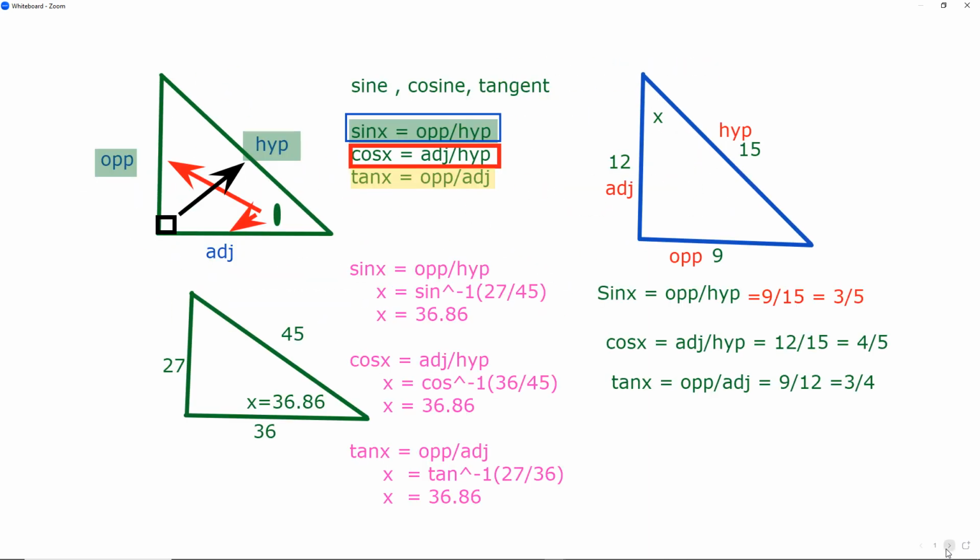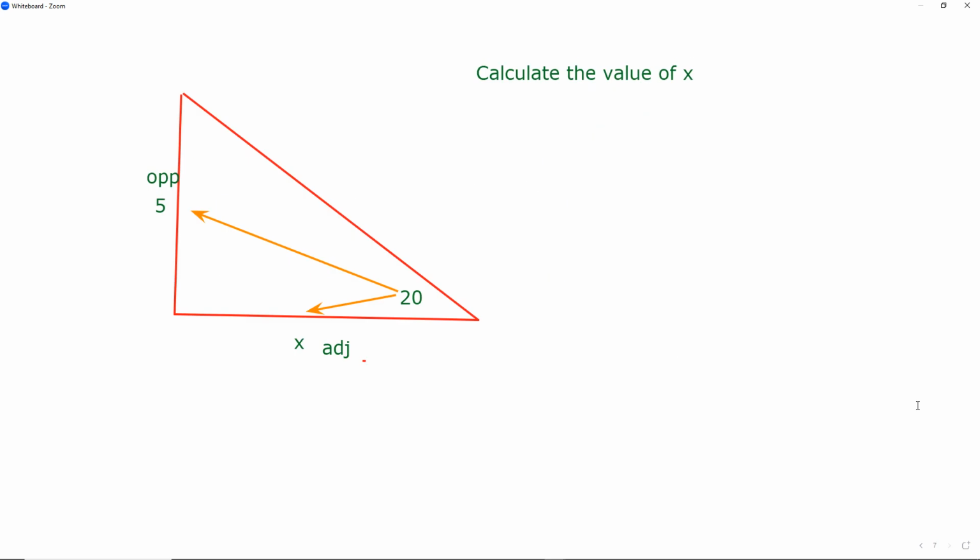Now we have to choose the correct trigonometric function which we're going to use. Sine, cos, or tan, we're going to use tan. And so tan of 20 will equal opposite over adjacent. Now what is tan of 20? Tan of 20 is 0.364. So 0.364 is equal to opposite, which is 5, over adjacent, which is x. And that's what we want to find, x.